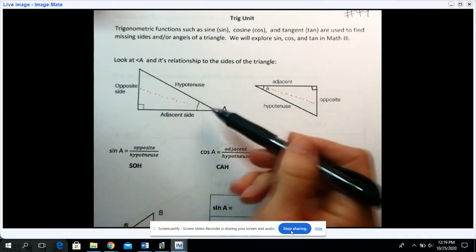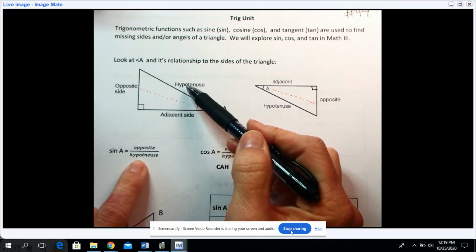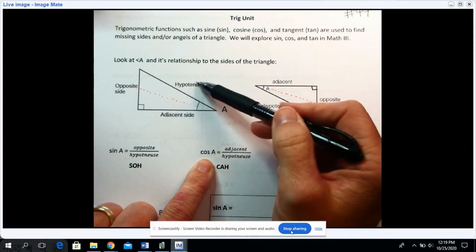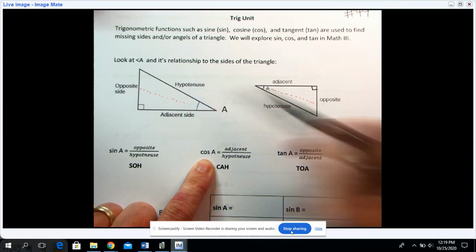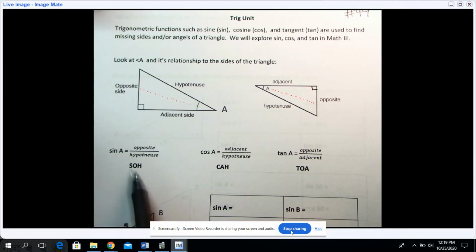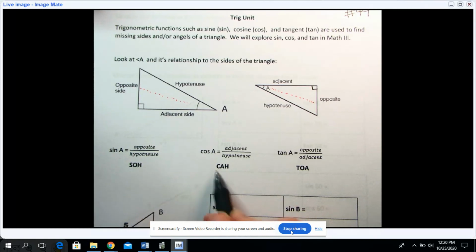To find the sine of angle A, you use the opposite side over the hypotenuse. Cosine is adjacent over hypotenuse. And tangent is opposite over adjacent. SOHCAHTOA. Sometimes we just write that on the paper to remember. Sine is opposite over hypotenuse, cosine is adjacent over hypotenuse, tangent is opposite over adjacent.